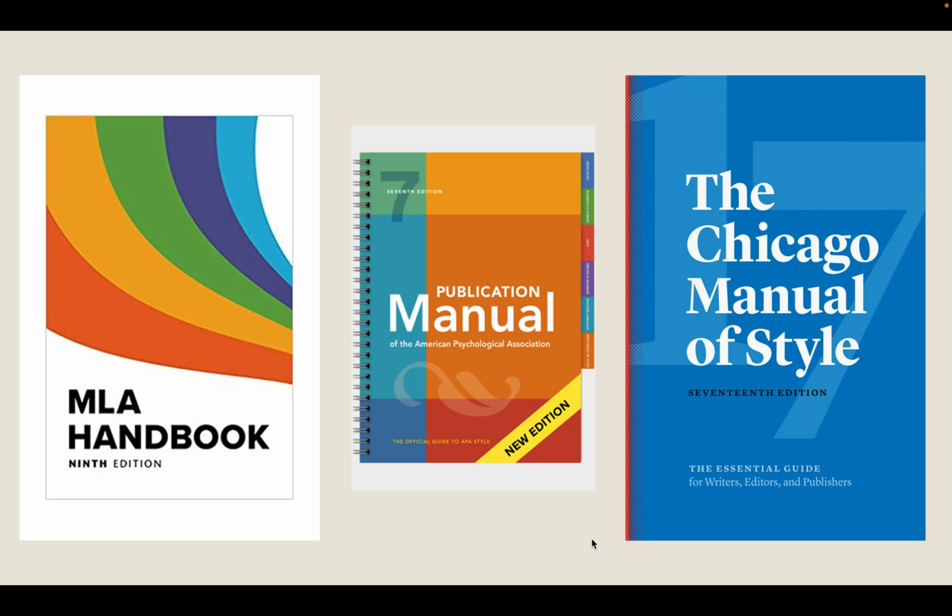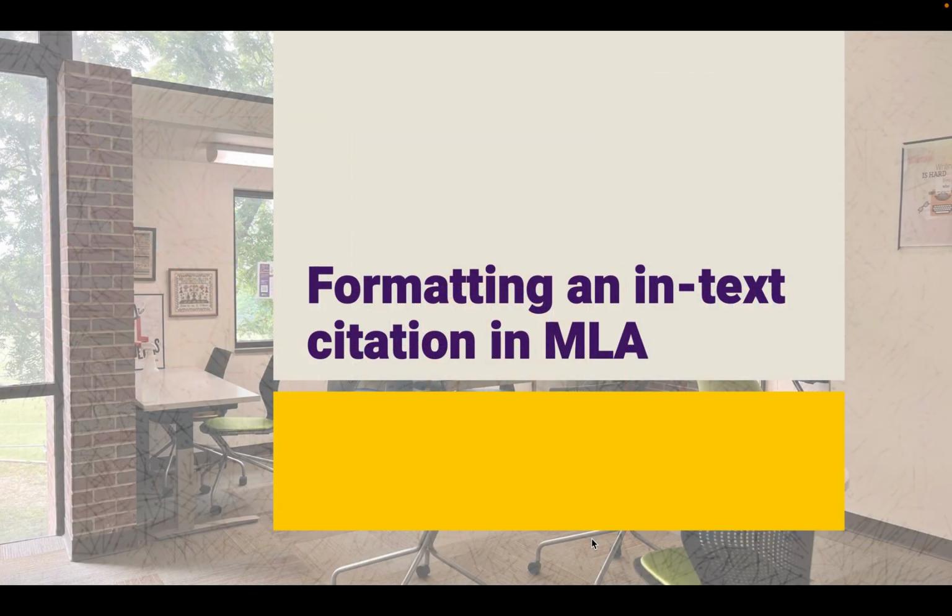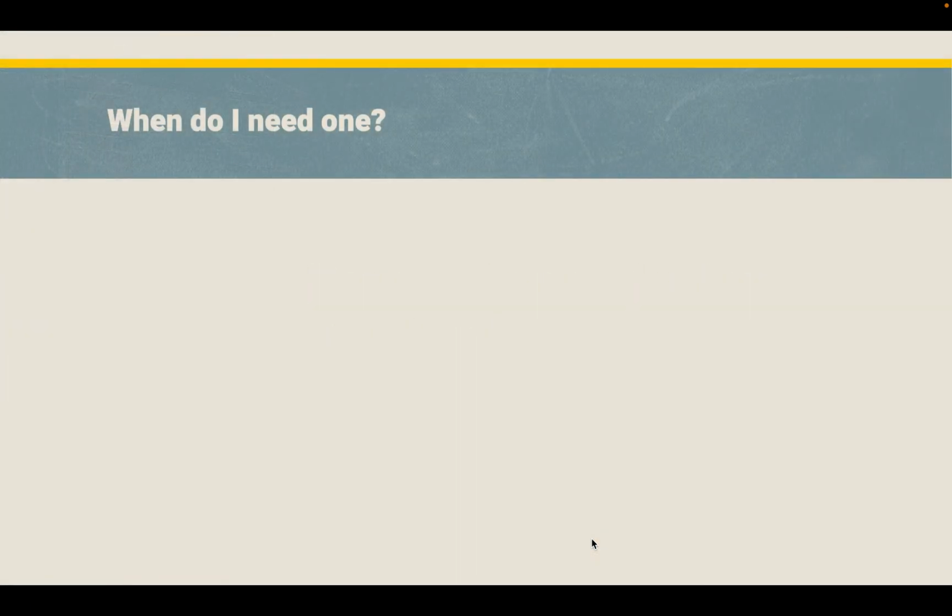MLA is generally the easiest citation format to master, which is why it's often taught in high schools. If you're new to using academic citation methods, then this may be a good one for you to start with. It requires a little bit less information than APA, and the formatting requirements are a little bit more consistent and easier to remember.